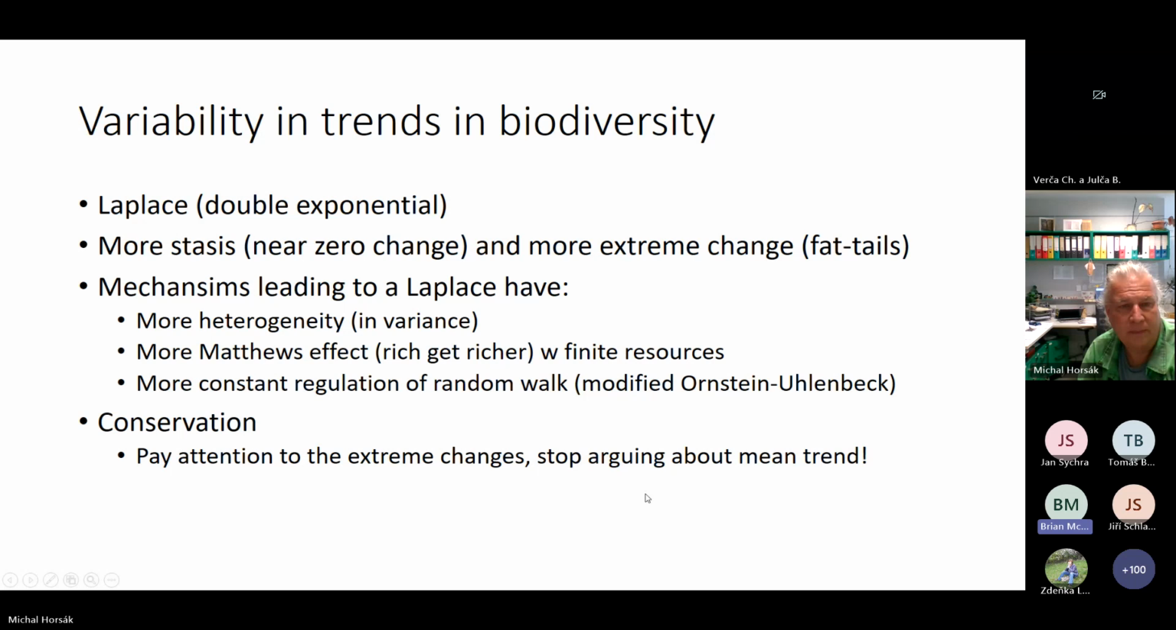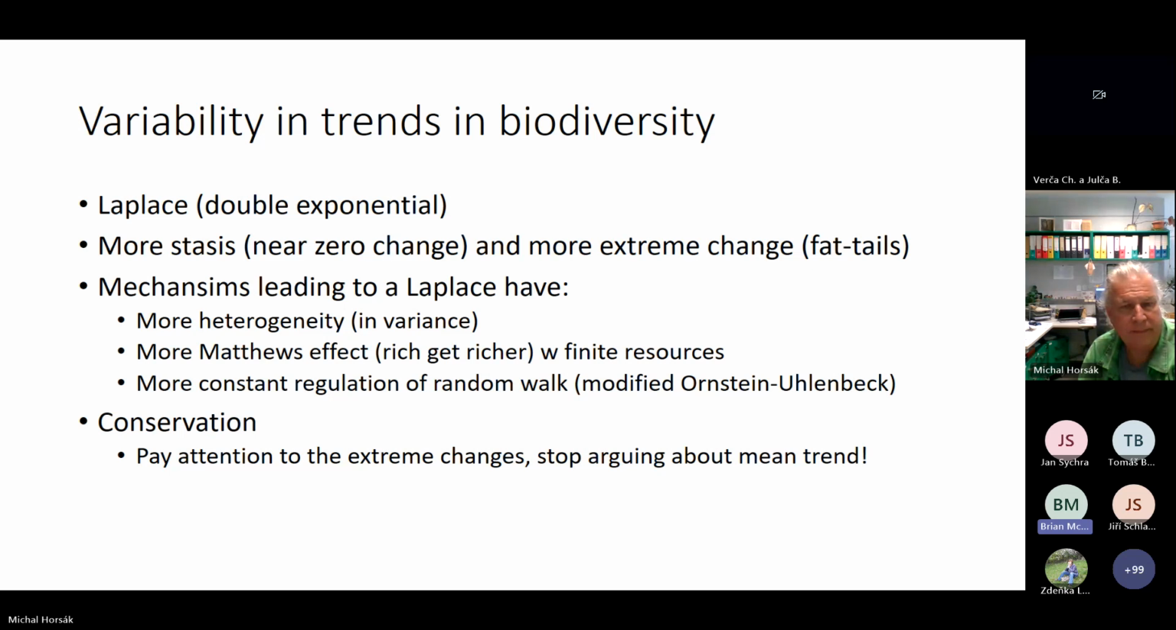It's also known as a double exponential, 2 exponentials back to back, which implies 2 things. There's much more stasis, near zero change, and much more extreme change, fat-tailed change. I'm going to spare you the dive into probability theory, but there are a number of mechanisms you can get a Laplace distribution. If you have heterogeneity in your variance structure, for example, variance varies across space, or variance varies across species, that can lead to a Laplace instead of a normal distribution.